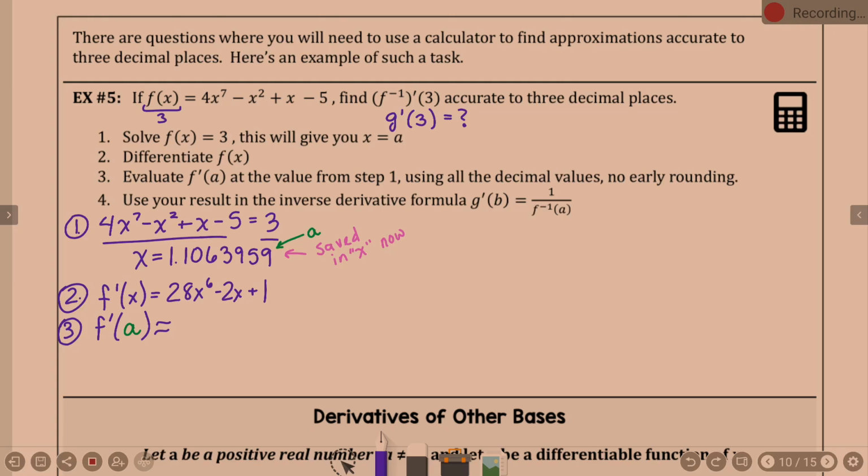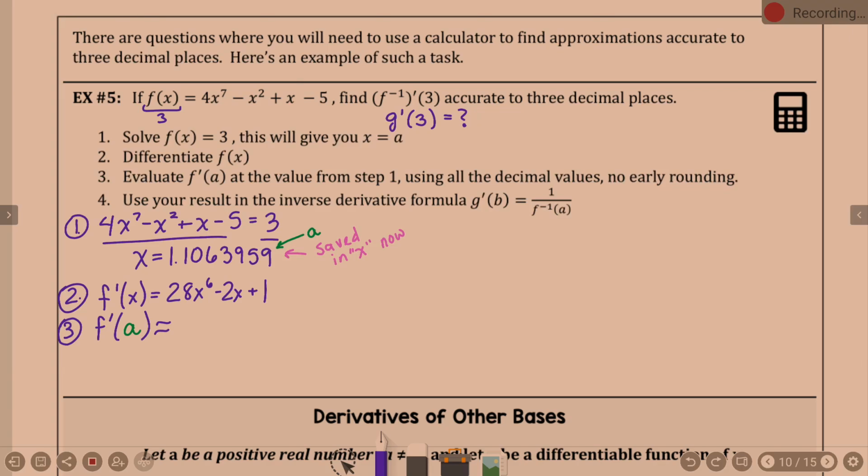So there's a couple of ways we can do this. One, you can just go to your main screen. You can do 28, X, because it's saved in the X value, to the 6th, minus 2X plus 1. I'm going to hope this works.